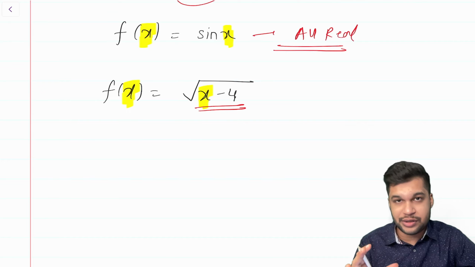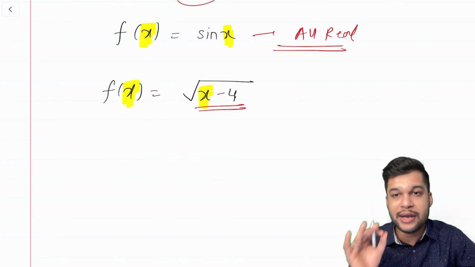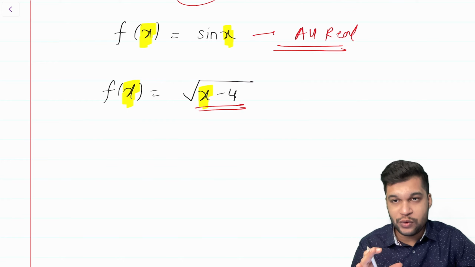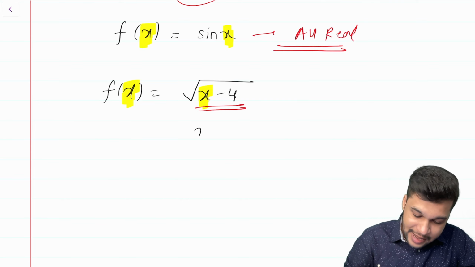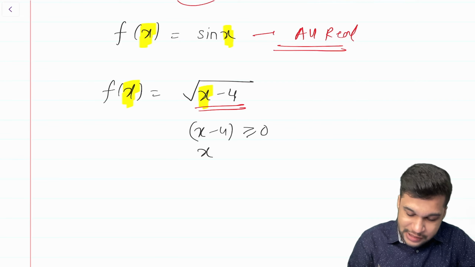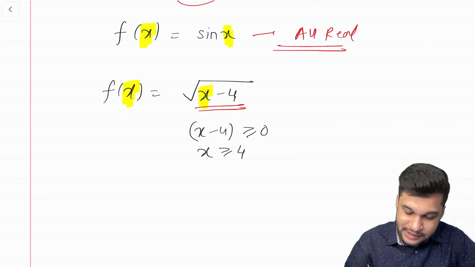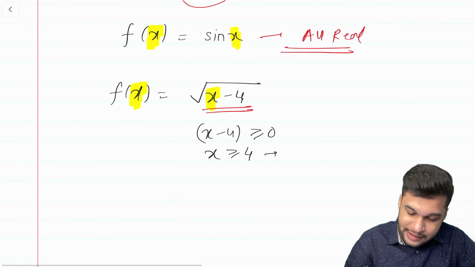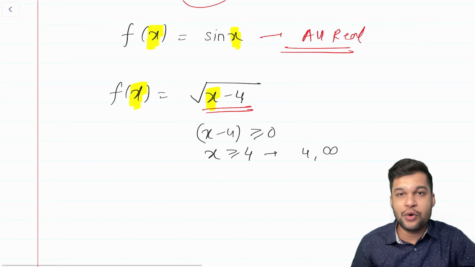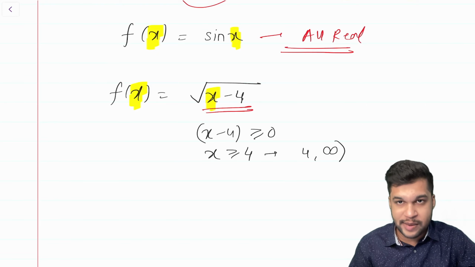Because now X has a restriction. What is the restriction? Under the square root, you can only have non-negative numbers, which simply means that x - 4 has to be greater than or equal to 0. So x will be greater than or equal to 4. So what is X? X is anything from 4 to infinity. You never include the value of infinity. That's why you use a round bracket.